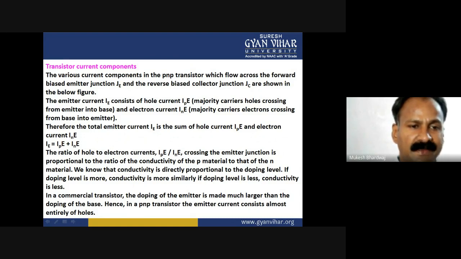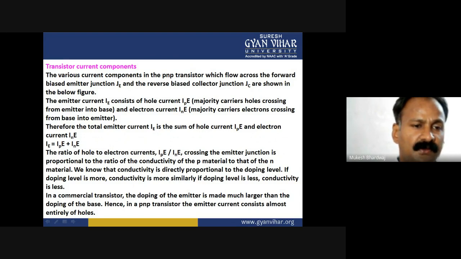The emitter current IE consists of hole current IPE, majority carriers, holes crossing from emitter into base, and electron current INE, majority carriers, electrons crossing from base into emitter. Therefore, total emitter current IE is the sum of the hole and electron current. So IE is equal to IPE plus INE.